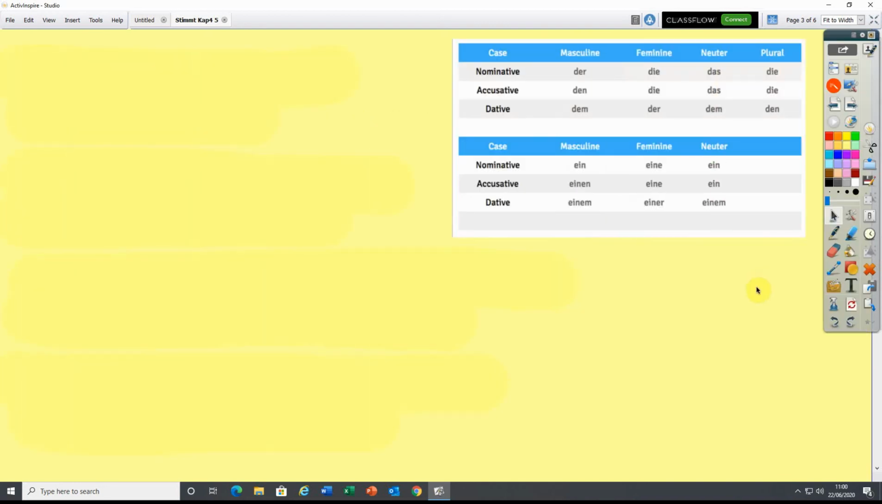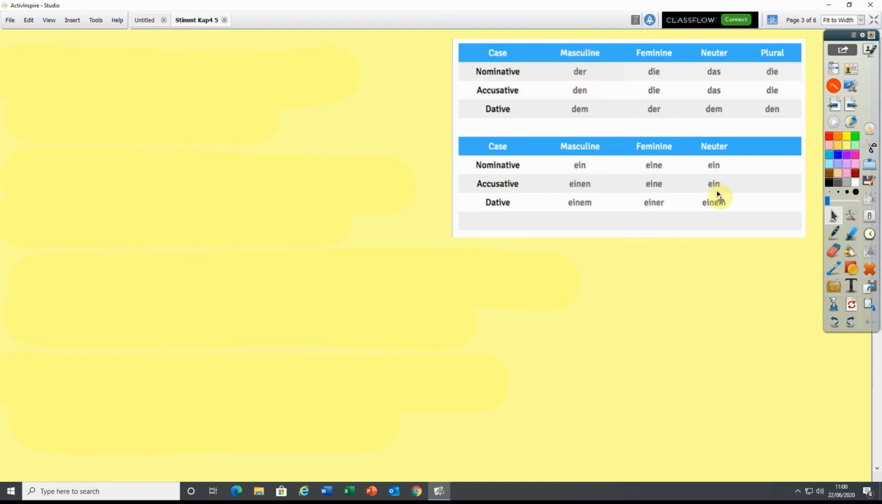Now, in German, we talk about the subject and object in use of the different cases. So the nominative case is used for the subject, the accusative case for the direct object, and we could even argue that we have the dative case for the indirect object. And in this table we have a reminder of the different words for the, in the different cases and for the different genders. So the masculine nominative word for the is der, for example.